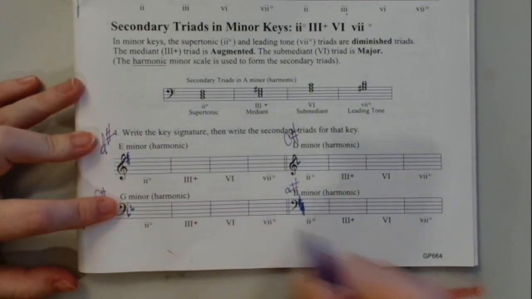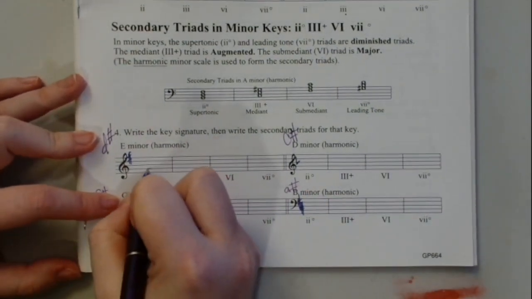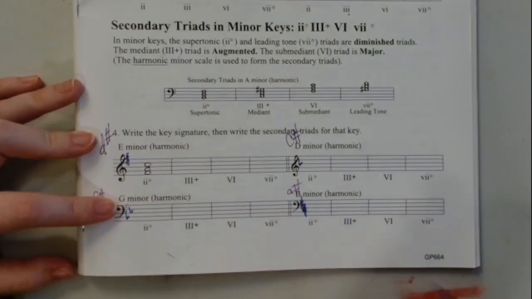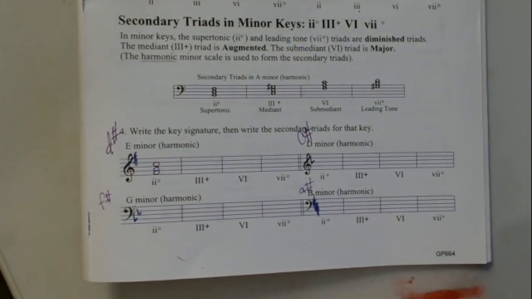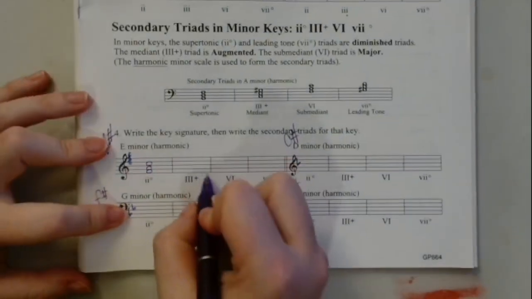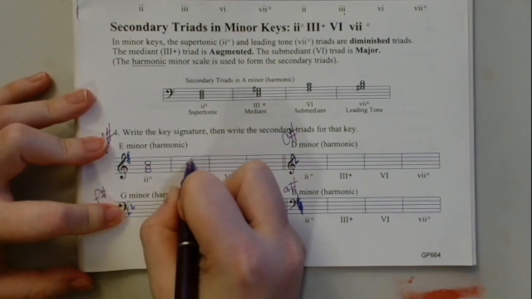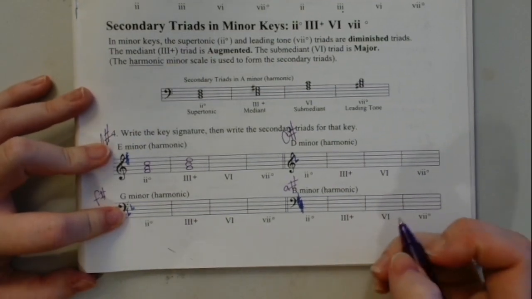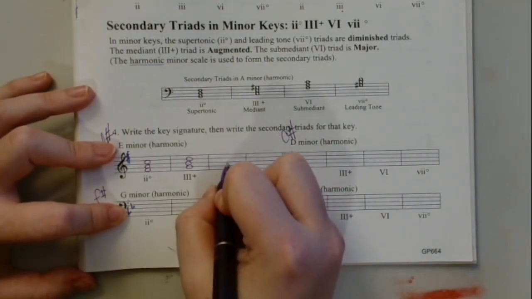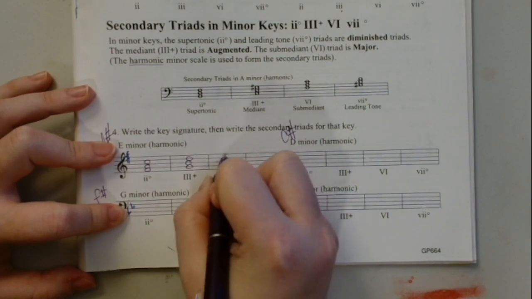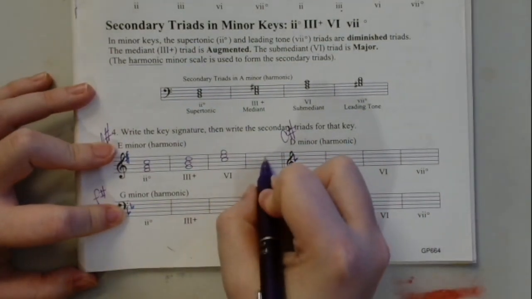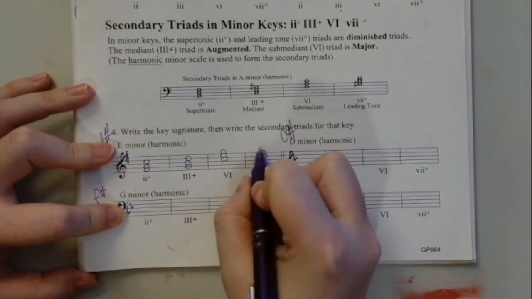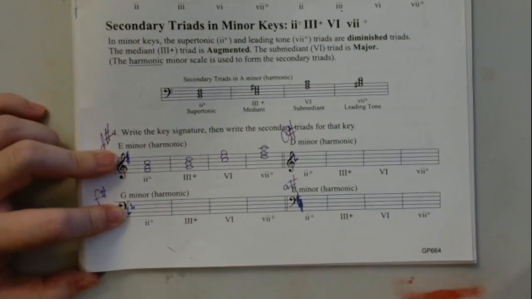Okay, your 2nd scale degree in E minor is F sharp, A, C. 3rd is G, B, D. Oh, excuse me. Your 6th is C, E, G. And your 7th is D, F sharp, A.